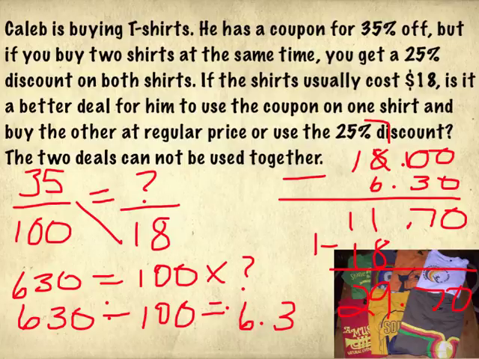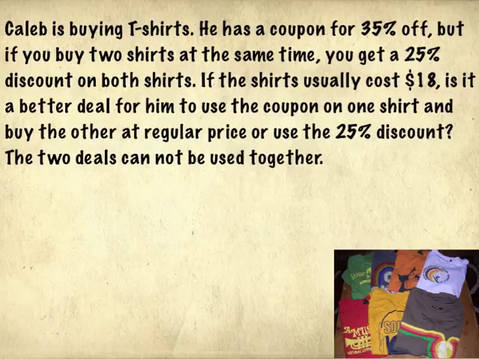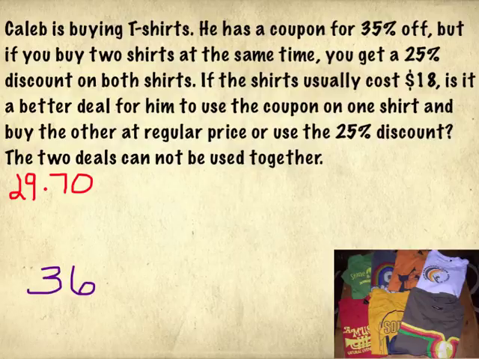Now I want to figure out if it would be a better deal to get 25% discount on both shirts. So let's do that. And I just cleaned that up a bit, but I'm just going to write down so I remember that $29.70 was the price if he uses the 35% off coupon. So now moving on, he could get 25% off on both shirts. So both shirts together would be $36. And I want to know what 25% of 36 is.